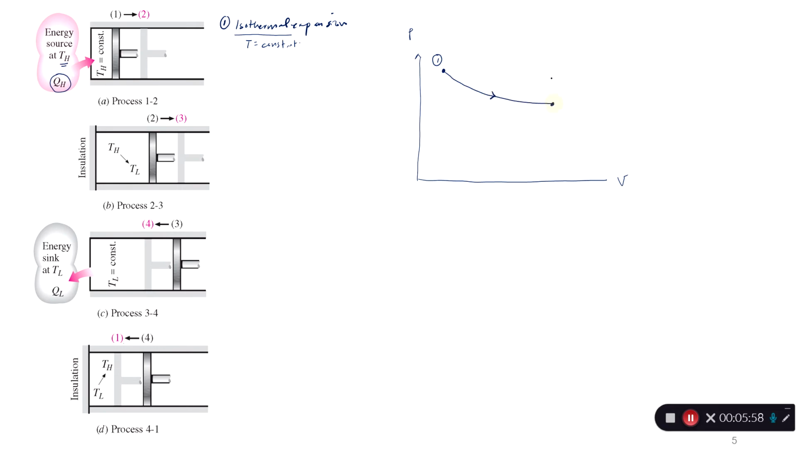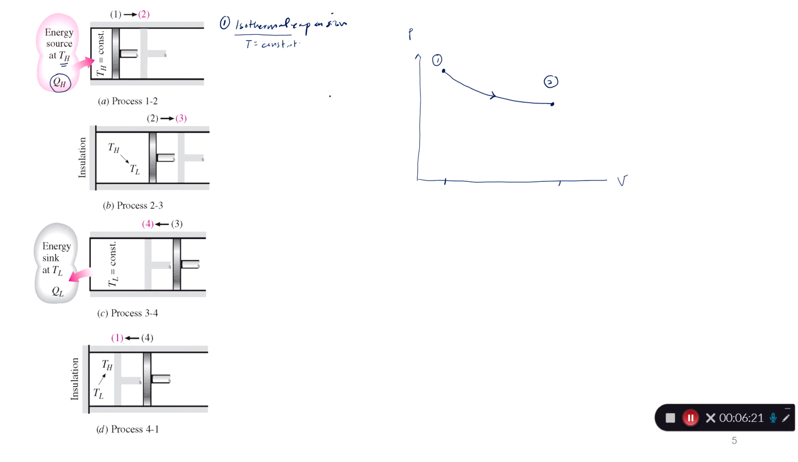It's expanding isothermally to another volume. So we can see that the volume has increased from point 1 to point 2. Okay, pressure has reduced a little bit as a result of the process being isothermal.